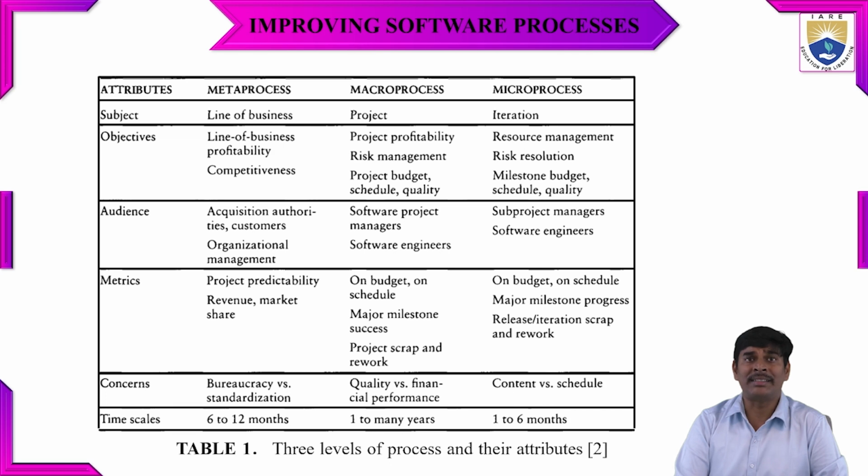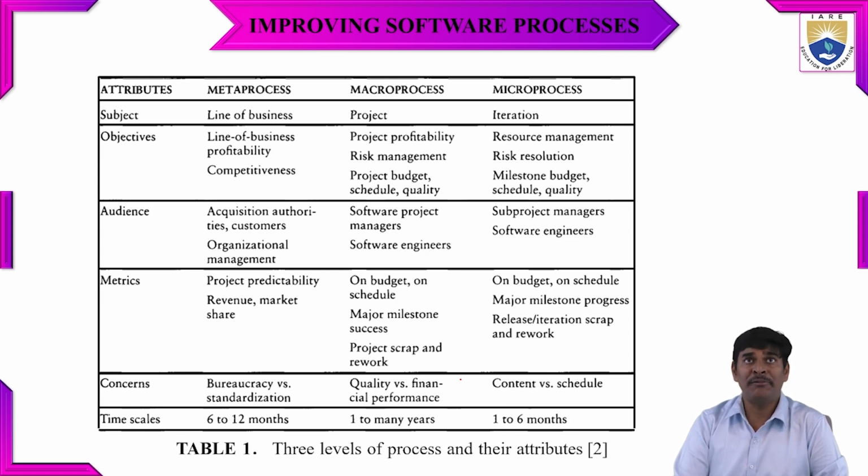And what are the concerns when you are considering the meta process? We have bureaucracy versus standardization. So they need to verify the main difference between these concerns, whether we need to improve the quality of the meta process for the organization. And for the macro process, they are going to check the quality and the financial performance. So what is the quality of the project, and what is the financial performance during this project? And for the micro process, we have content versus schedule. So what is the content progress by the team members, and what is the schedule we are going to verify.